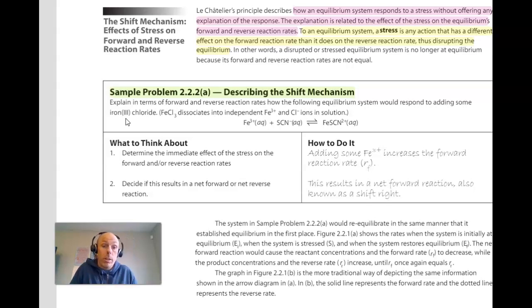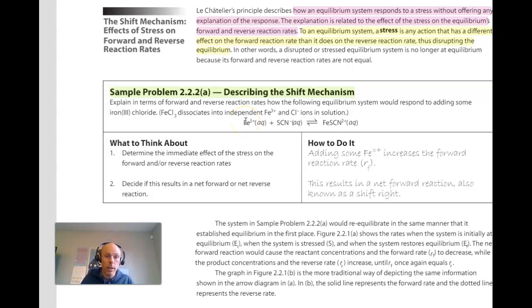Meaning we've got to refer to the relative forward and reverse reaction rates, how the following equilibrium system would respond to adding some iron(III) chloride. Iron(III) chloride, meanwhile, dissociates into iron ions and chloride ions. So if we're adding iron(III) chloride, in terms of this system, we're essentially adding iron ions, a reactant. We know that that will shift the equilibrium to the right. There'll be more product formed than there was to begin with.